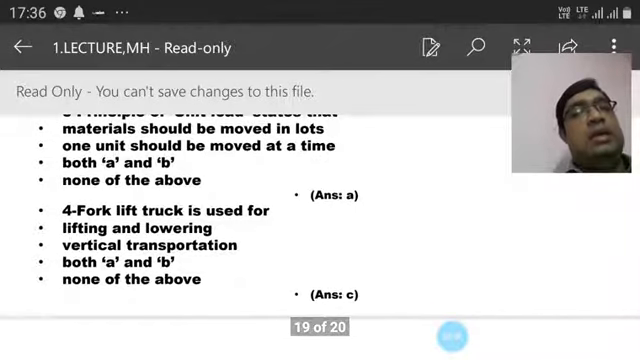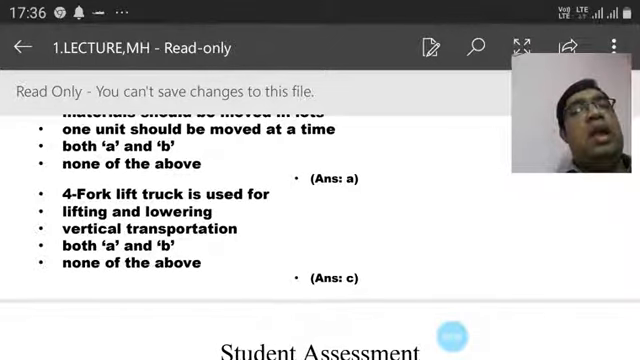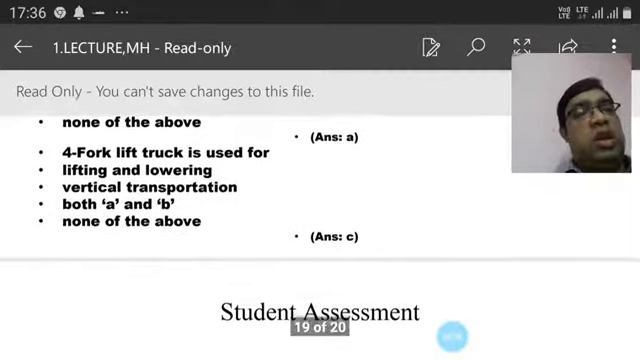Another thing is that the forklift truck is used for lifting, lowering, and vertical transportation.